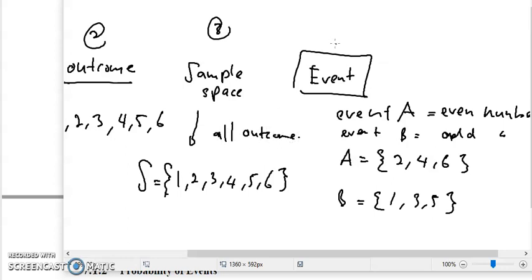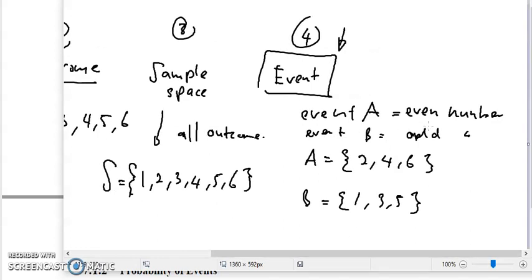And then the event is what? An event is a specific outcome that you want. As an example, from rolling a dice you just want an even number, so the outcomes you can get are 2, 4, 6. So after you've done this, we are going to move on to the probability.